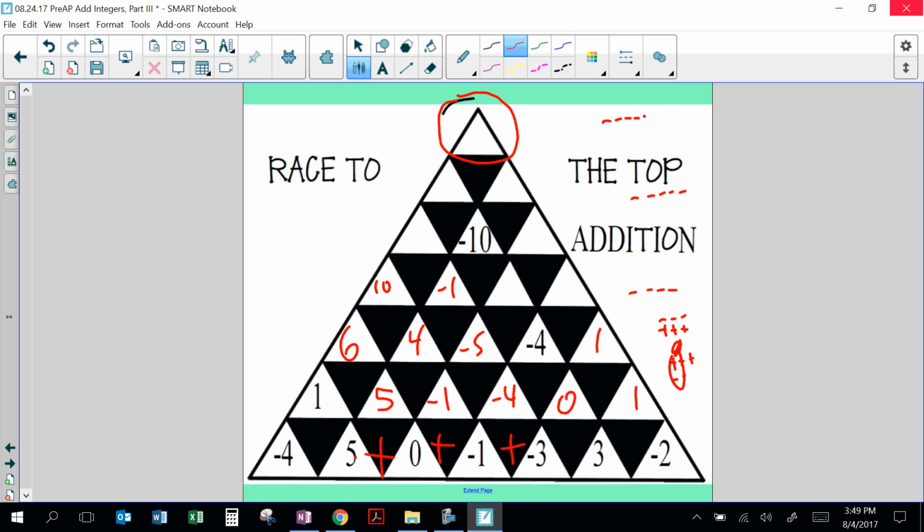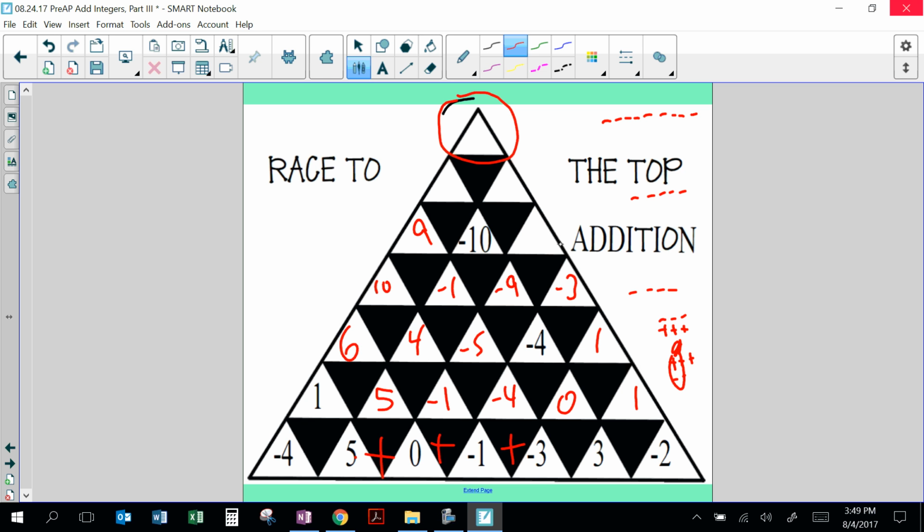1, 2, 3, 4, 5, -5. I add 4 negatives. Do you see any 0 pairs? That's -9. -4 plus 1. Do we have more positives here or more negatives? More negatives by 3. So we have 10 with -1. Do I have more positive, more negative? Definitely more positive by 9. This is -10. -1 plus -9 is -10.